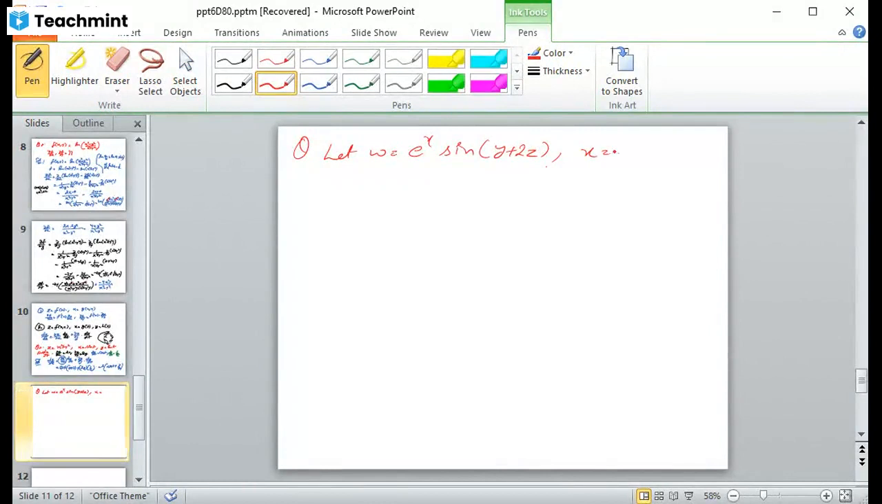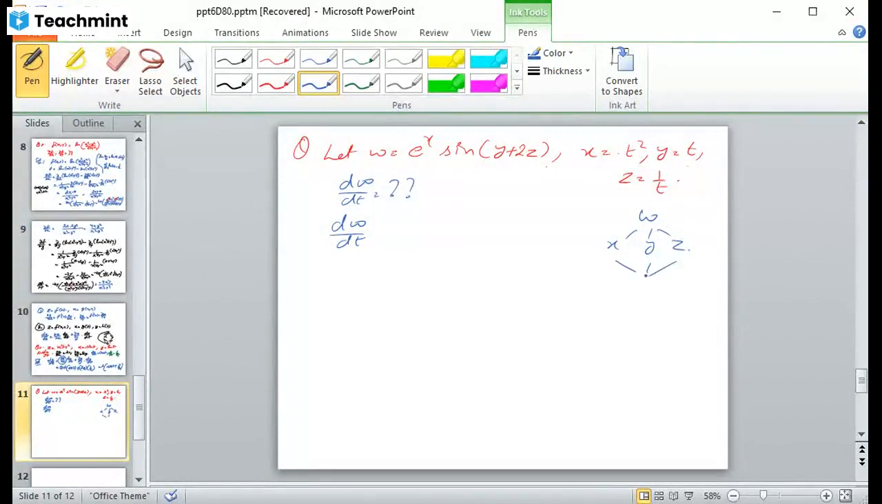where x equal to t square, y equal to t, and z equal to 1 upon t. So W is a function of x, y, z, and x, y, z, they are functions of t. Okay, so again, I want to find out dW by dt. So here we are using the chain rule. What is dW by dt? Because here W depends upon x, y, and z, and all these variables depend upon t.